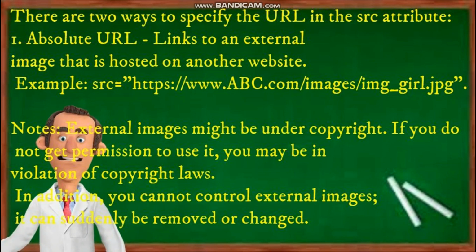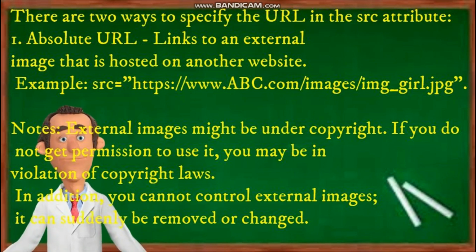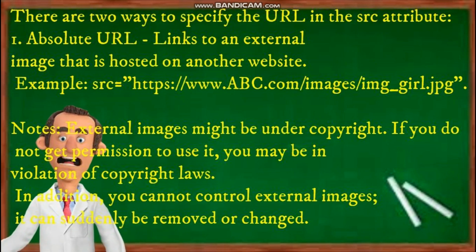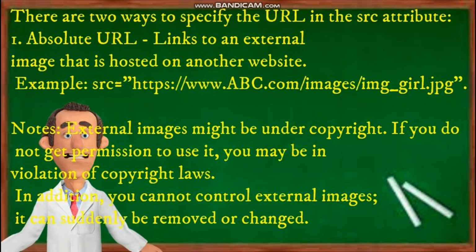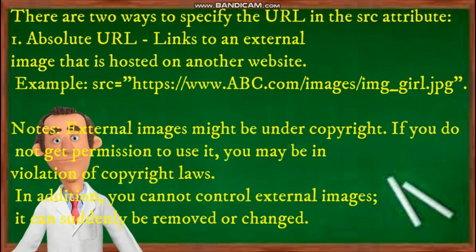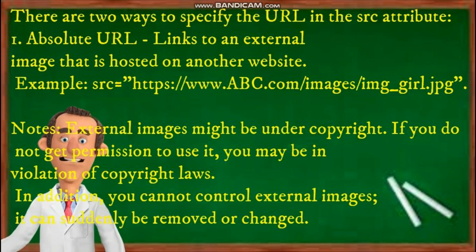First, absolute URL, which links to an external image that is hosted on another website. Example: src="https://www.abc.com/images/img_girl.jpg". Note, external images might be under copyright. If you do not get permission to use it, you may be in violation of copyright laws. In addition, you cannot control external images, they can suddenly be removed or changed.